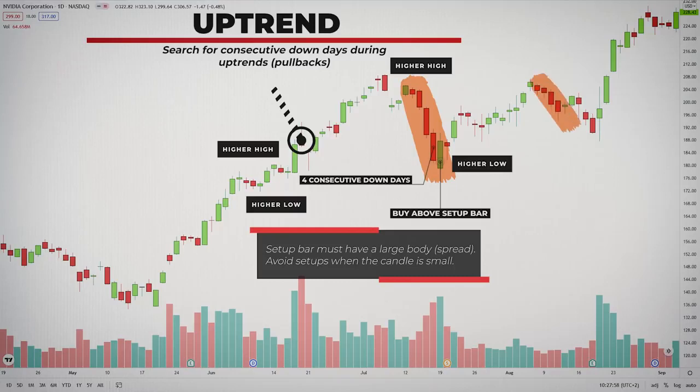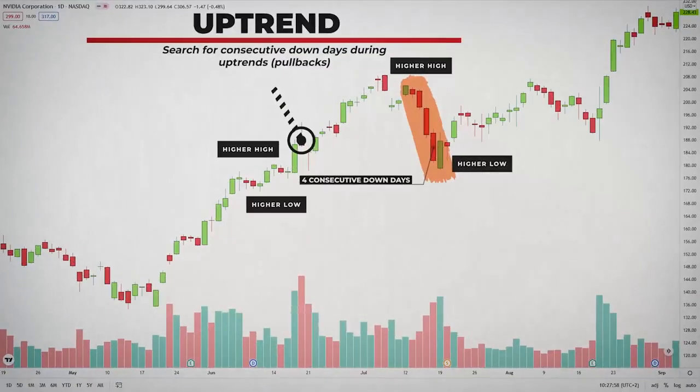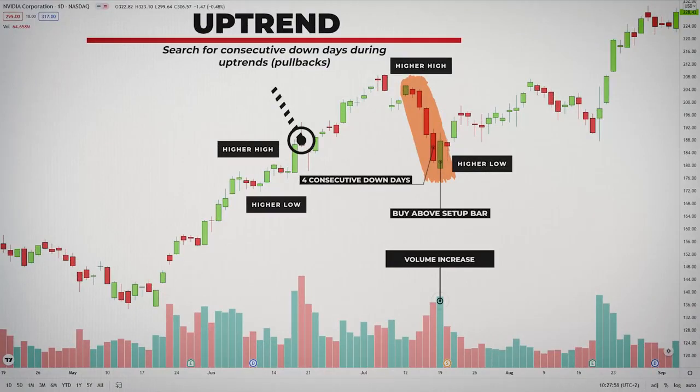Look right here, another potential setup, 4 consecutive bearish days. But look at the bullish bar. It's a low spread one, with wicks at both ends, and with low volume below it. So remember, the bullish bar, the setup bar, must show momentum. This candle was quite big, revealing the presence of bulls, and observe this increase in volume, the highest volume in the past 20 days. In Wyckoff terms, this was a large effort, large result day.